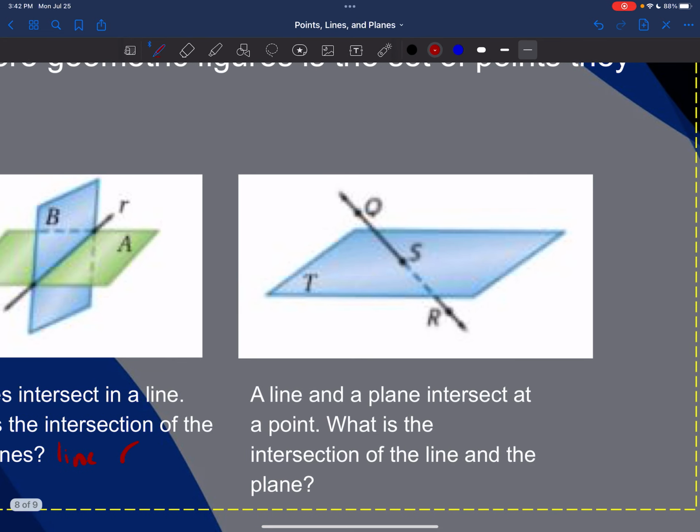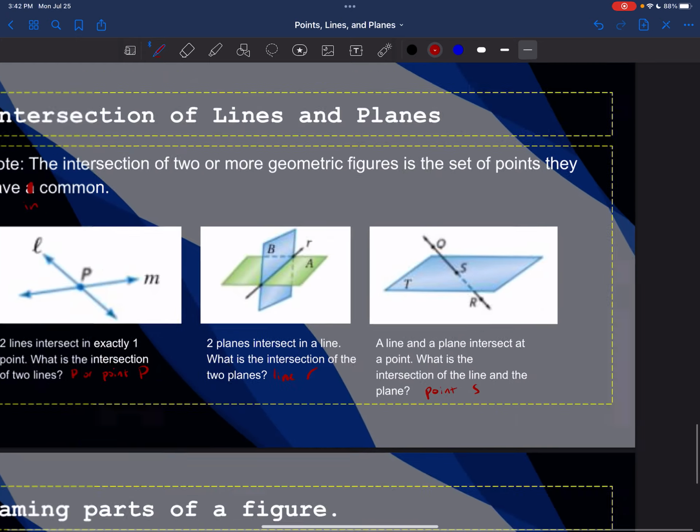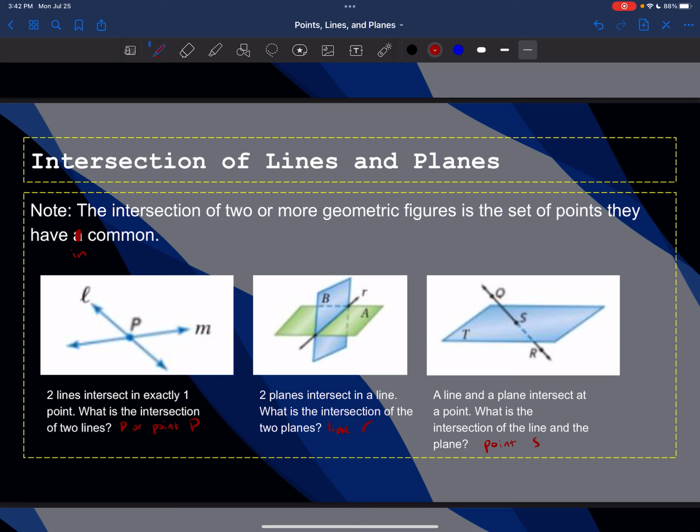Now, this is a different scenario. We have a line and a plane and it intersects somewhere. What is the intersection of the line and the plane? Okay, so we have line QS, and then we have plane T over here. They intersect at a certain point. They meet over here in the middle, which we can call point S. Okay. So again, intersection means that they meet somewhere, they have a point or points in common.